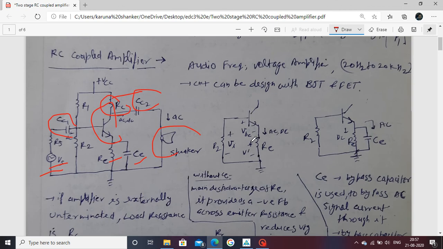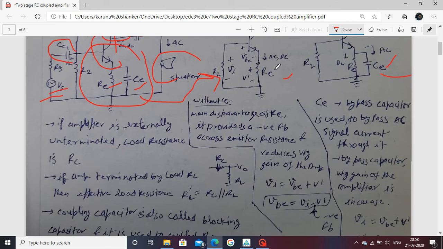This circuit is drawn here. Here it shows this circuit and this circuit. Here the emitter bypass capacitor is not present. Here the emitter bypass capacitor is present. What happens if the emitter bypass capacitor is not present in this circuit? You see there is a write-up here.